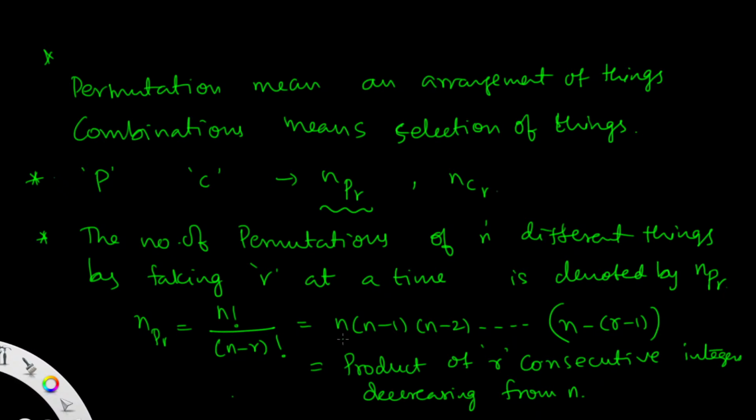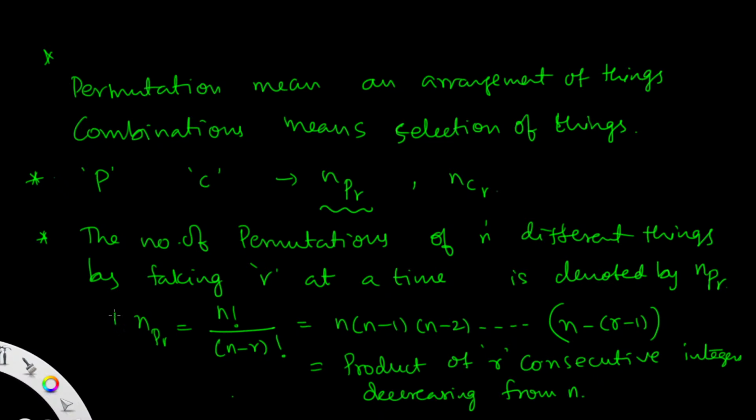Starting with n, the next one is n minus 1, then n minus 2. For r things, the last is n minus (r minus 1). Once one term is selected and arranged, that is n ways, another can be arranged in n minus 1 ways, and the third term in n minus 2 ways. Similarly, the rth term can be arranged in n minus (r minus 1) ways. So that is nothing but the product of r consecutive integers decreasing from n.